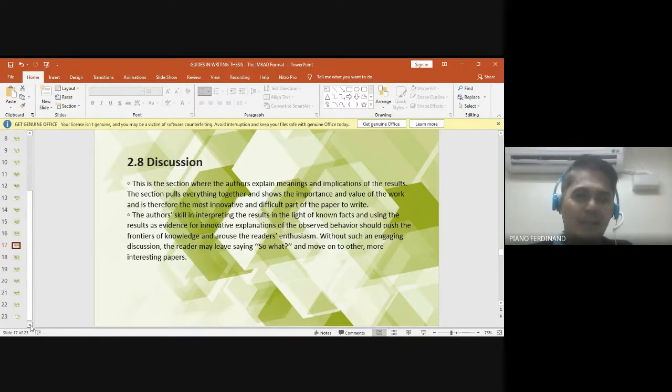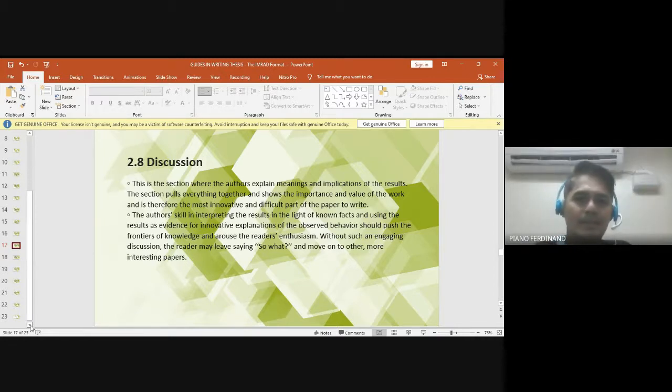Ganun pa man, whether they are similar to other researches or different to other researchers' findings, you still have to justify and discuss bakit kaya parehas sa study ni researcher A or bakit kaya iba ang resulta ng ating research sa ginawang research ni researcher B. No? So, kasama po yan sa discussion.